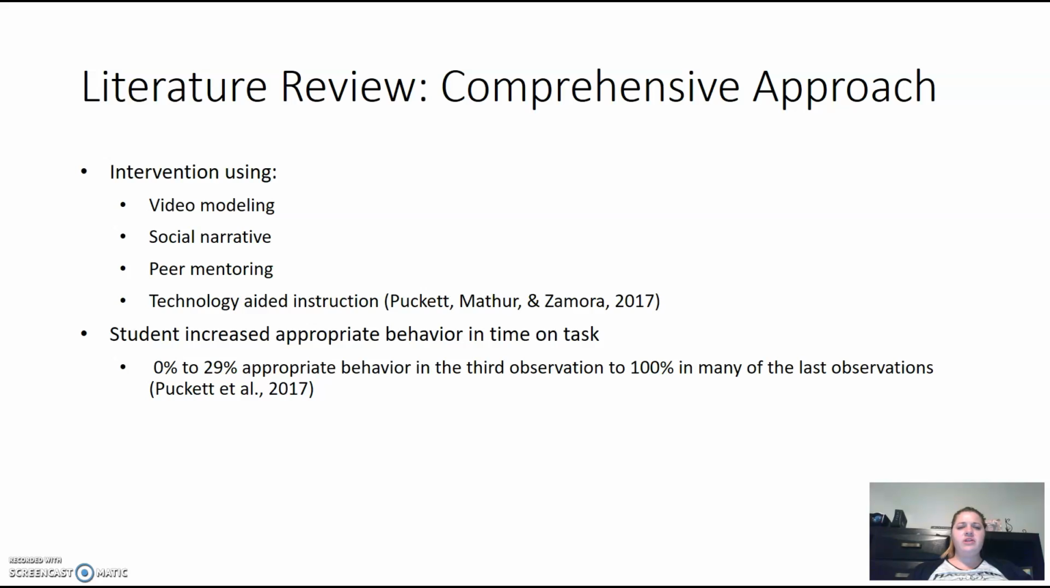Another type of intervention I looked at was a comprehensive approach, and it utilized 4 different interventions, and there were fabulous results with this. They started at 0% appropriate behavior, and then by the third intervention, it went up to 29%. And then at some of the last interventions, it went to 100% appropriate behavior. And this is kind of where I decided to gear my study, to a more comprehensive approach.